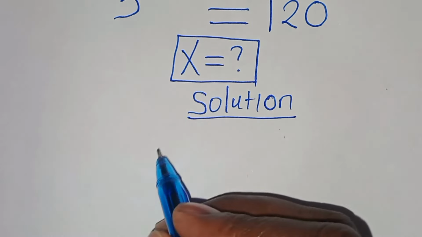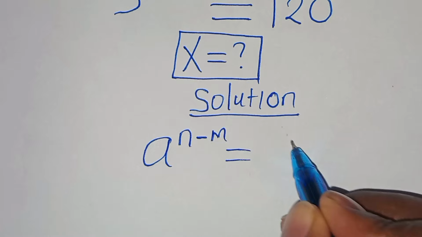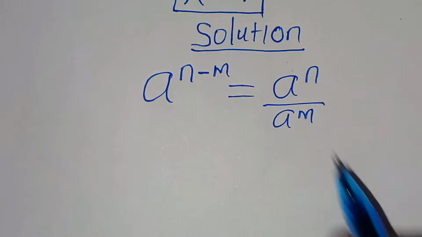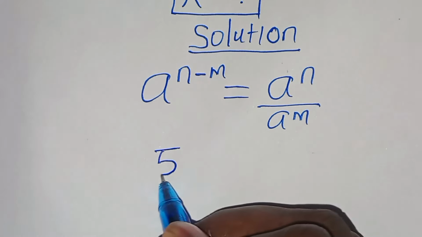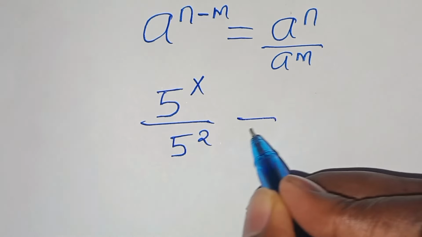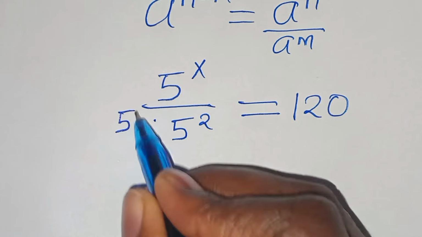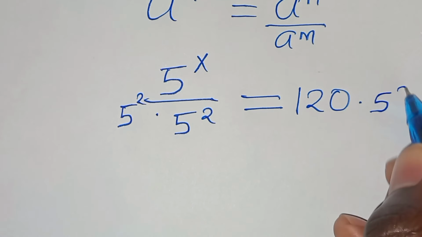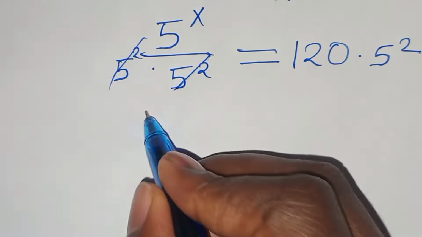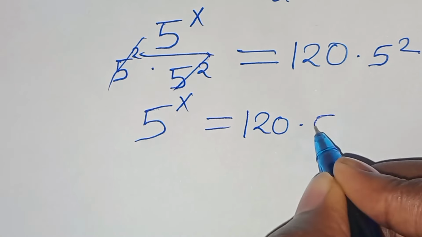This exponential equation is in the form of a to the power of n minus m, which we can express as a to the power of n divided by a to the power of m. Applying this exponent property, then we have 5 to the power of x divided by 5 to the power of 2, which is equal to 120. So let's multiply both sides by 5 to the power of 2. Now let's simplify here so that we have 5 to the power of x. This is equal to 120 multiplied by 5 to the power of 2.